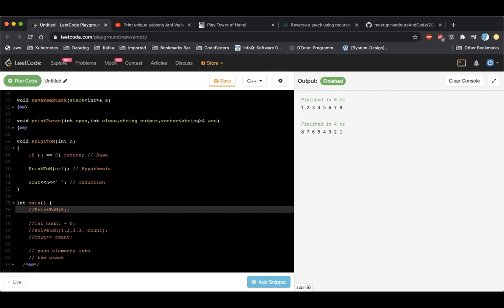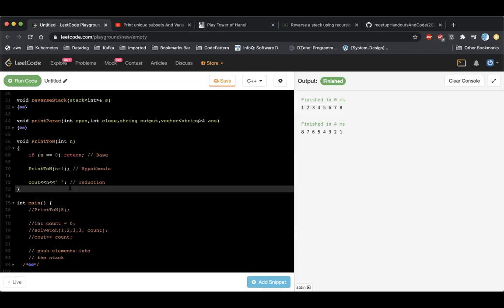This print function, whatever you have, you assume that it works and that it actually solves the problem for a smaller input. For example, here I have taken the number 8, print numbers from 1 to 8. So I say, okay, this function will solve the problem for me from 1 to 7. It solves it somehow. That's the hypothesis. And then you have a base condition. Base conditions are usually the smallest valid input or the largest invalid input. It differs for different problems, but it's usually the smallest valid input or the largest invalid input.